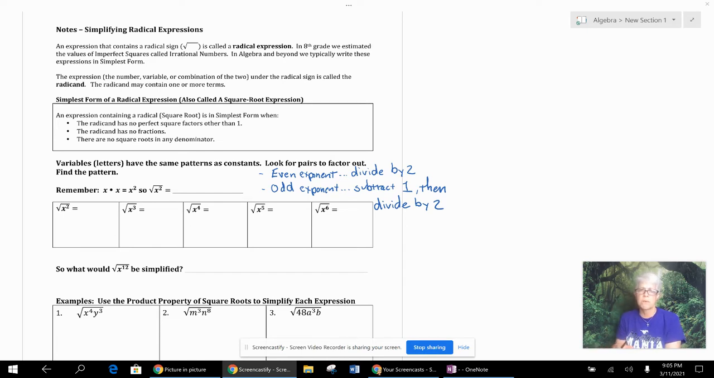I'm going to do a whole bunch of examples and speed through really fast. You don't have to listen to everything I say, but make sure you write it all down so that you can refer back to these notes.